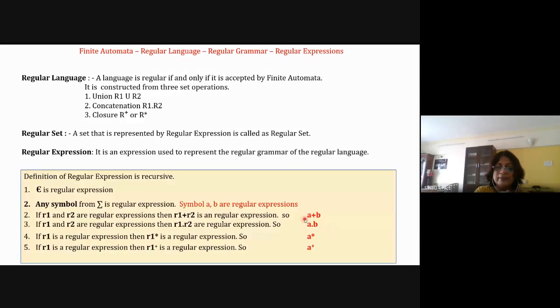Now A plus B means that it is a union operation. Union operation means OR operation. So remember, keep in mind, plus means OR operation. Either R1 or R2, means either A or B. So the machine will go to the final state by processing either A or B. The meaning of A plus B is that the machine will start from the initial state, and after processing either A or B, it will go to the final state.